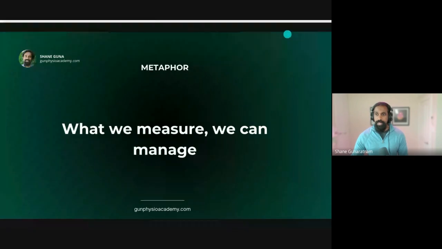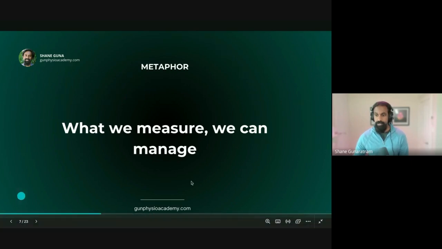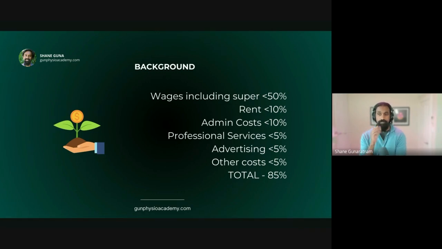With wages, I think this is a bit of a tired metaphor, but "what we measure we can manage" is a fairly classic statement to make here. The background: I put together the Breakthrough Clinic Guide about 4 or 5 months ago, detailing what I see in, not just physio businesses, but more or less a model for all service-based businesses, including things like accountants. Wherever you have a rent expense and advertising costs and the like, and you've got staff who deliver services in exchange for money, you're going to find these models exist.